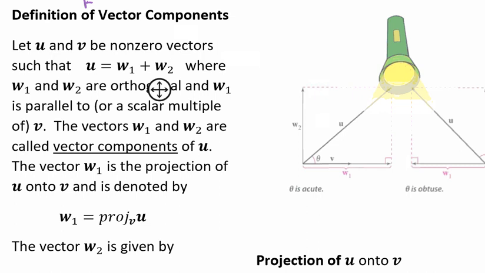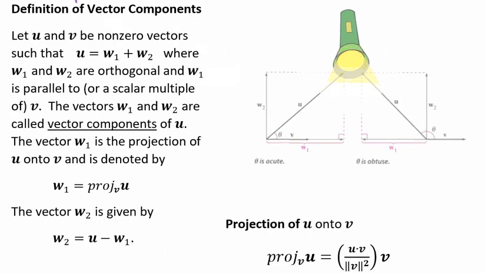So let's take a look at this really quick. Let's talk about our definition of vector components, because that's going to help us figure out how to find our W1 and our W2. We're going to let u and v be non-zero vectors such that u equals W1 plus W2. So that's kind of like our capital F, where W1 and W2 are orthogonal, and W1 is parallel to, or a scalar multiple of, v. And so these are our vector components we were talking about with our boat.